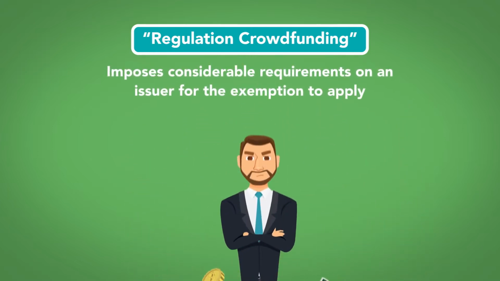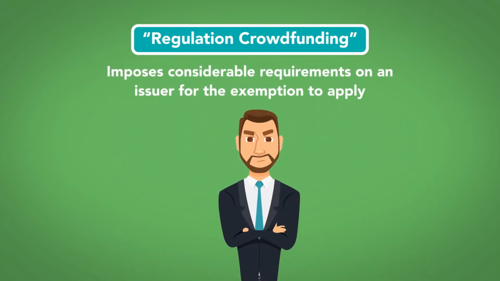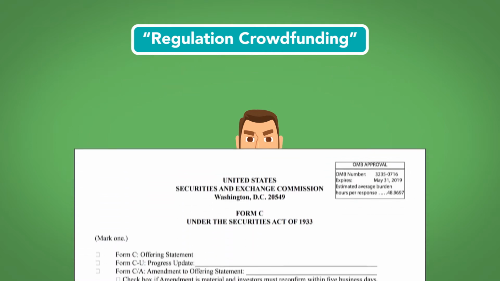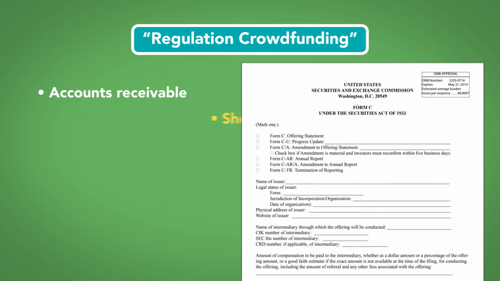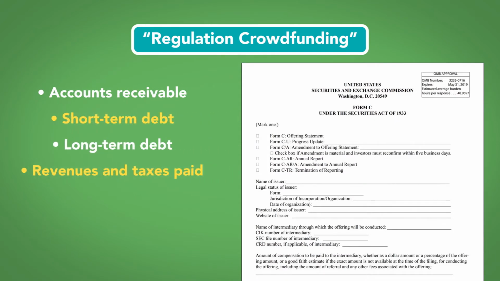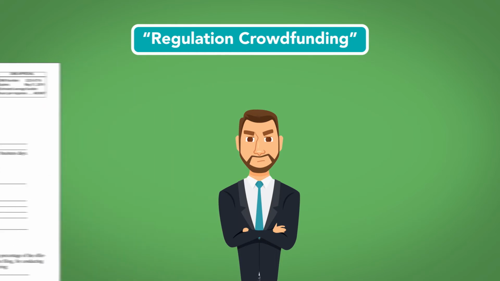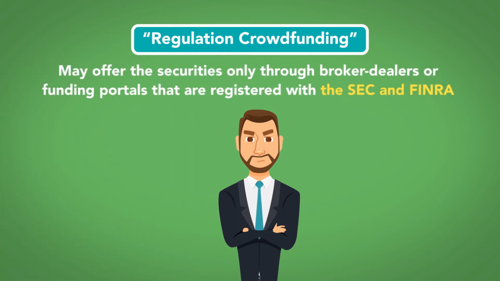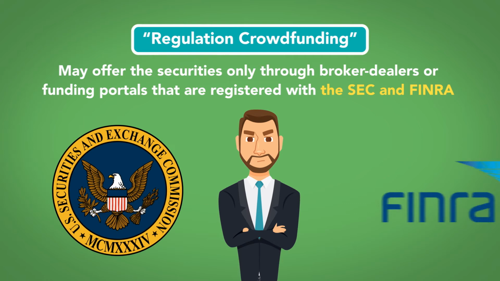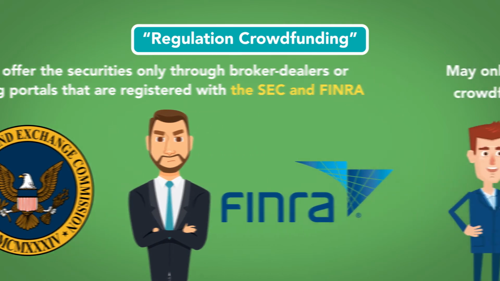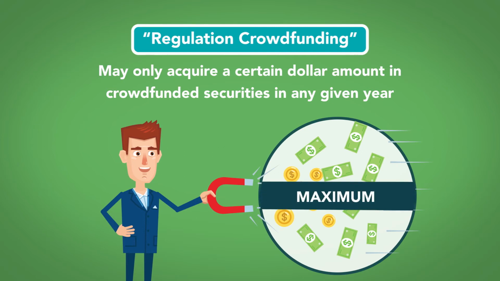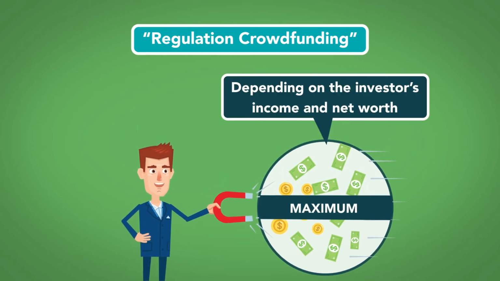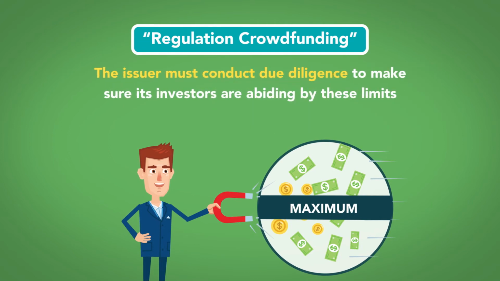Regulation Crowdfunding imposes considerable requirements on an issuer for the exemption to apply. For example, the issuer must file a Form C, which provides critical information regarding the company, such as its accounts receivable, short-term debt, long-term debt, revenues, and taxes paid. Moreover, the issuer may offer the securities only through broker-dealers or funding portals that are registered with the SEC and FINRA. Additionally, an investor may only acquire a certain dollar amount in crowdfunded securities in any given year, with the amounts depending on the investor's income and net worth. The issuer must conduct due diligence to make sure its investors are abiding by these limits.